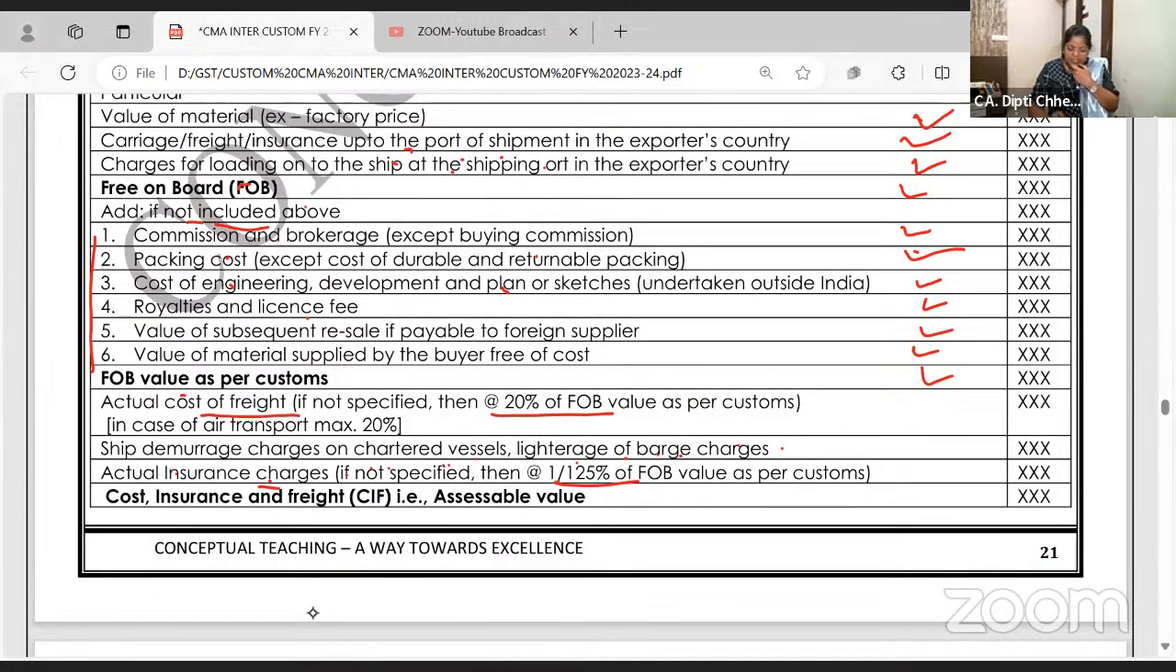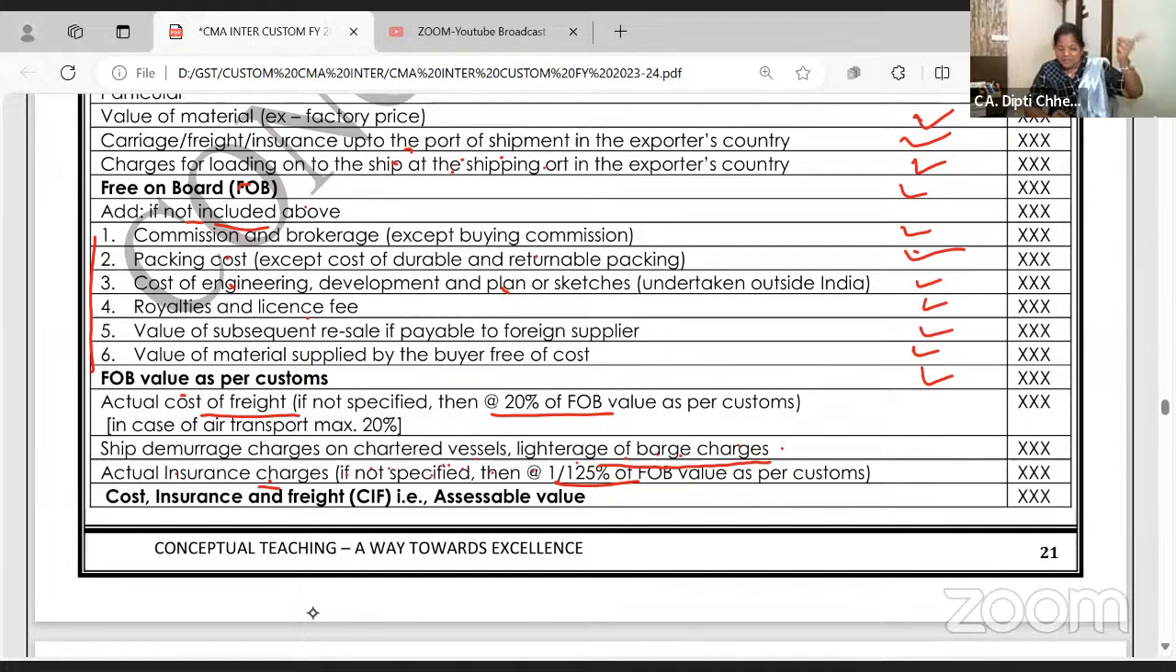Ship demurrage charges on chartered vessels, lighterage of the barge charges. It means the ship is in high sea, yet it has not touched the port. But because there is too much rush on port, or sometimes because of the tides and waves, that big ship cannot come to the shore. So the goods have to be unloaded and shifted to smaller ships and then brought. So all these are called ship demurrage charges on chartered vessel.